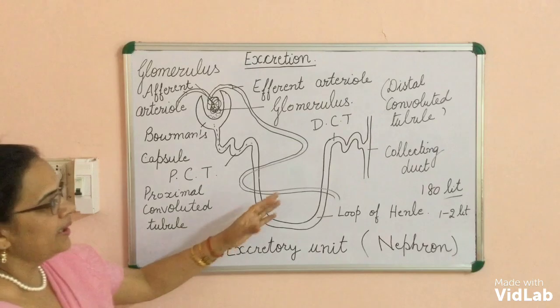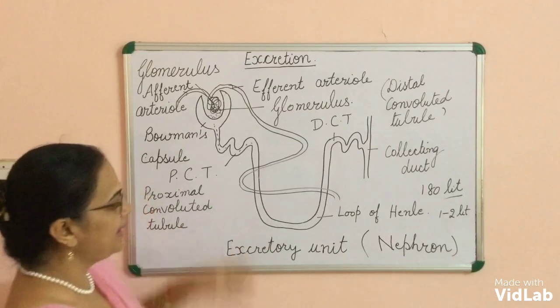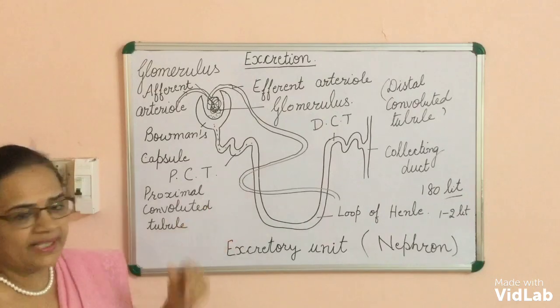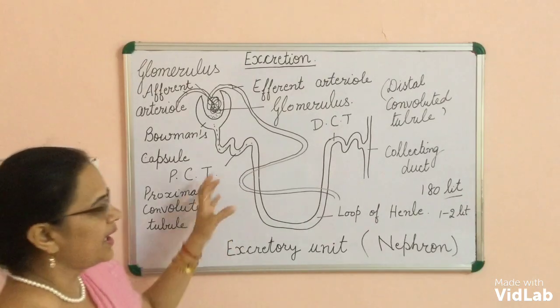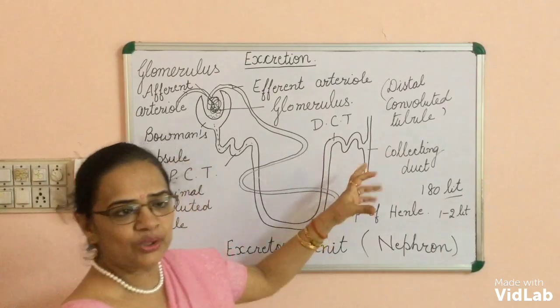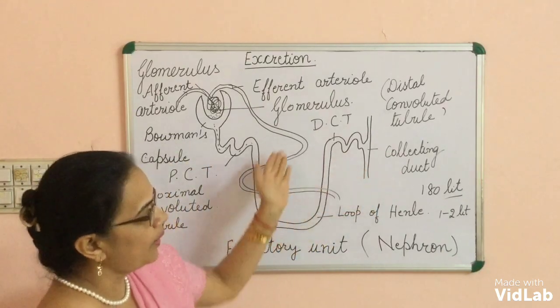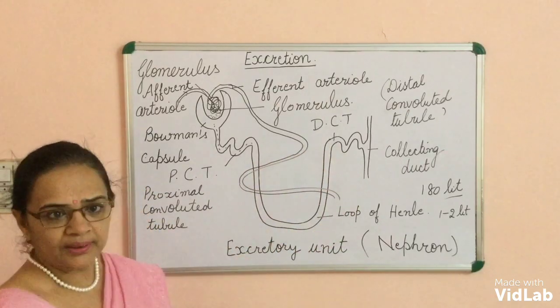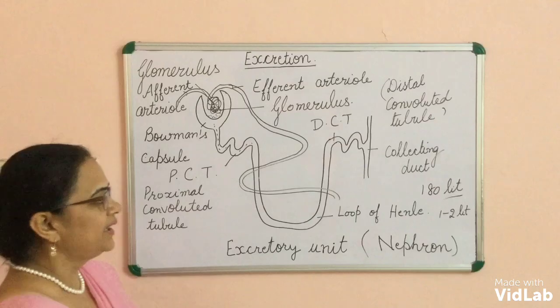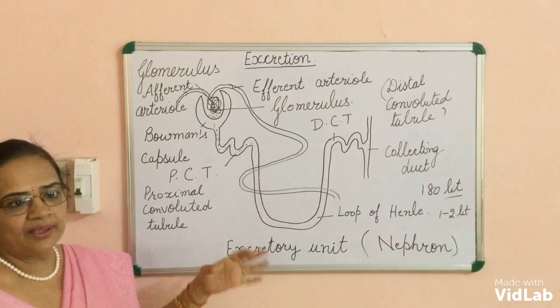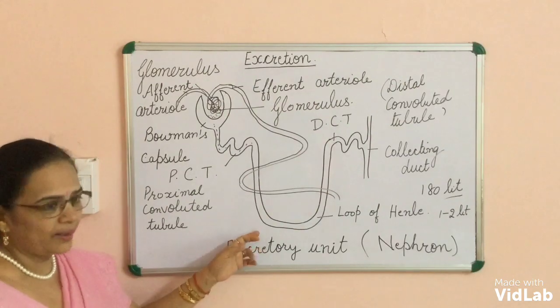Clear? Thousands of nephrons are present inside each kidney, and they lead into collecting ducts. The liquid which comes into the collecting duct is known as urine. All the collecting ducts combine and open into the ureter. From the ureter, the urine goes into the urinary bladder, and through the urethra it goes out from the body.